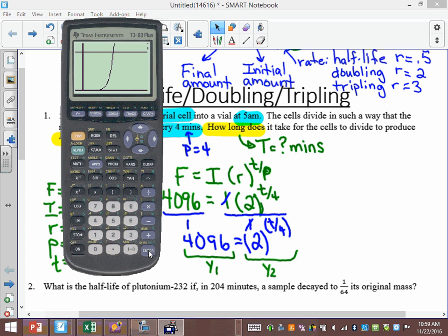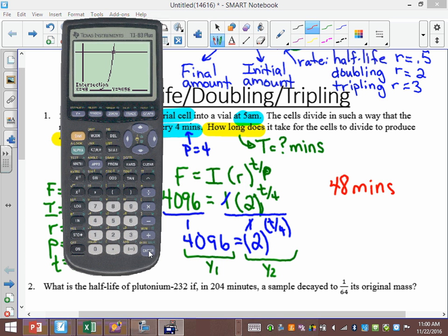What if you are stuck and you cannot get the window whatsoever? What's your last resort? Zoom fit. Zoom fit that baby, and maybe it'll give you where it crosses, or at least maybe it'll give you something you can see and adjust from there. Okay? So 48 is our answer. 48 what? Minutes. So it takes 48 minutes to go from one bacterial cell to 4,096.